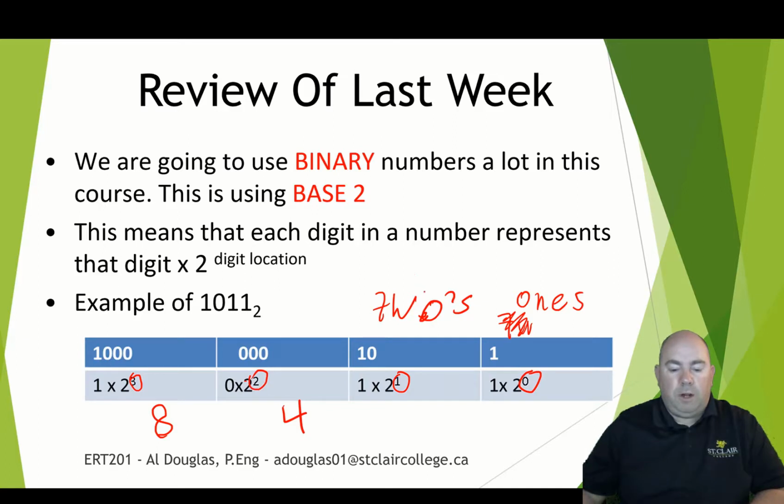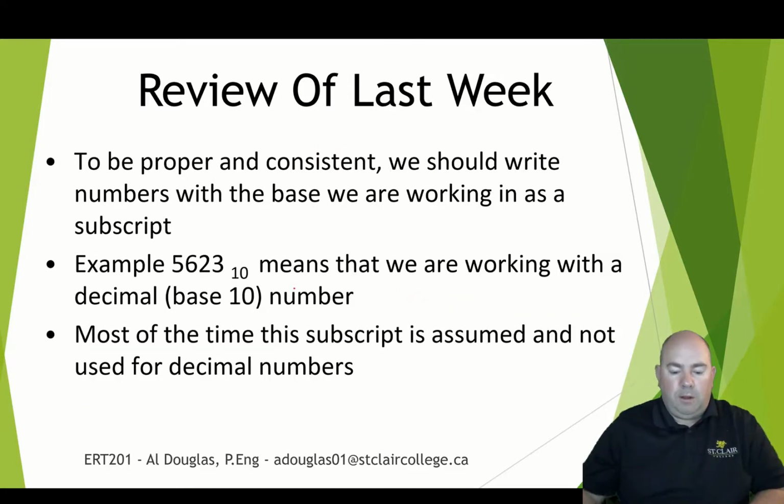You can tell this is a binary number because of the subscript of a 2 down here. When we're writing numbers in base 10, it's assumed, but you should always have a subscript of a 10 down there to indicate that you're in the base 10 system.